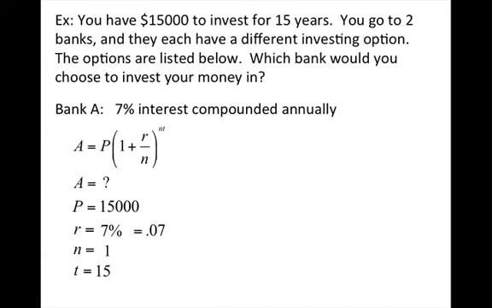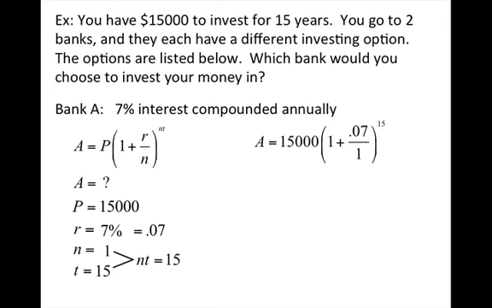And as I said before, I always like to multiply my N and my T. If I multiply the 1 times 15, that just gives me 15. So if I plug these into the formula, P is 15,000 times 1 plus R is 0.07, my N is 1, and the N times T was 15.